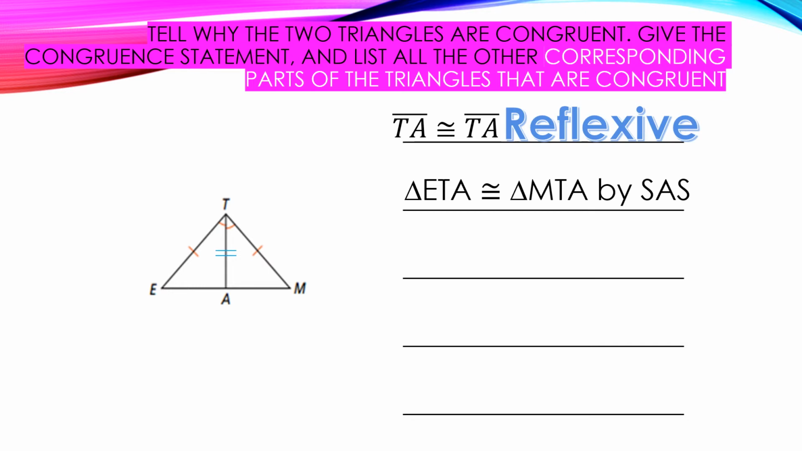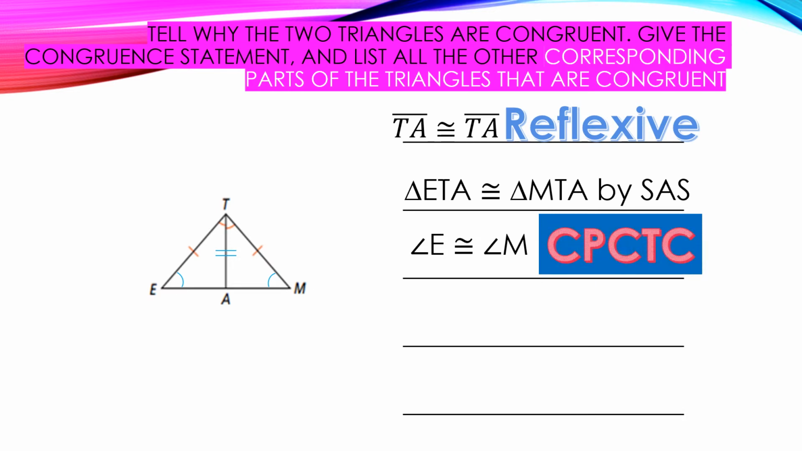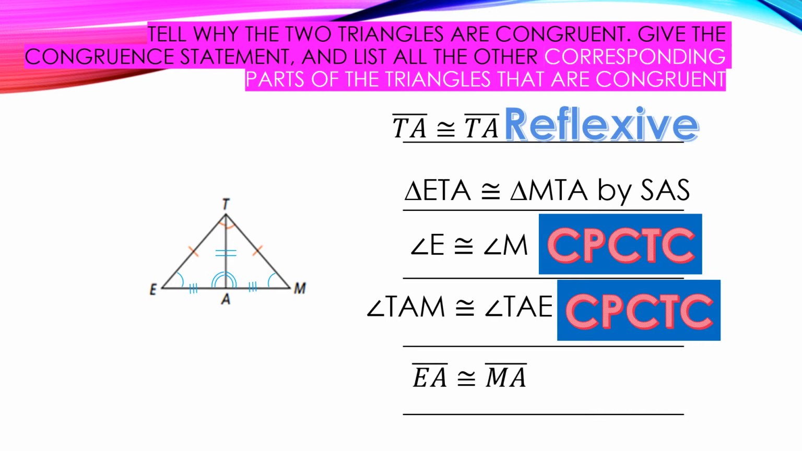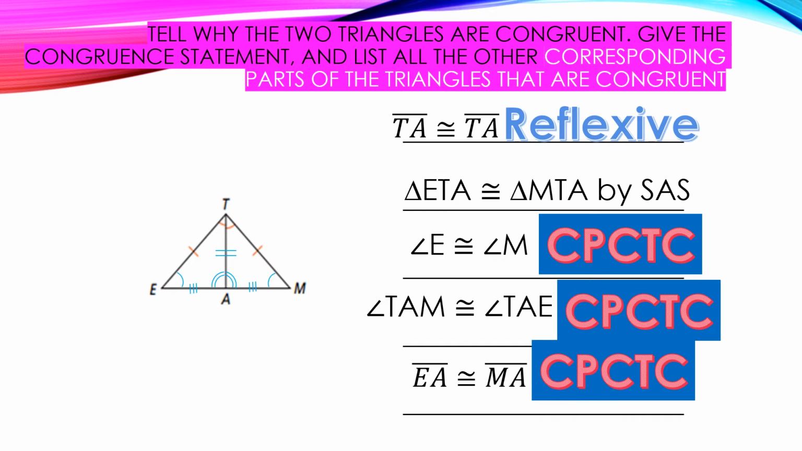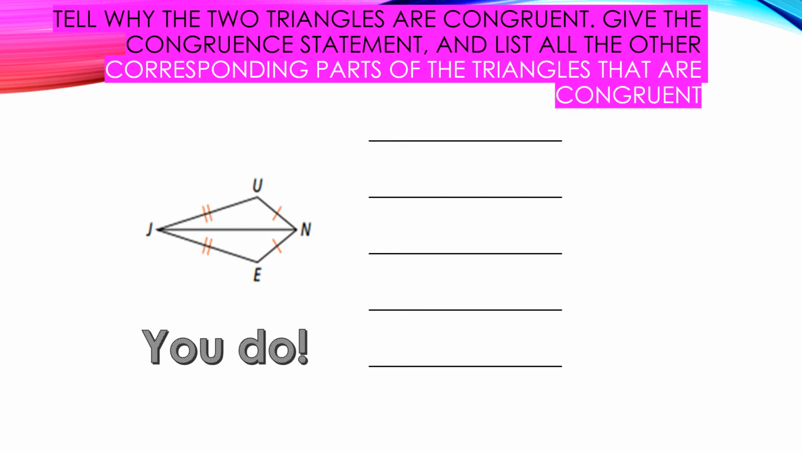Now, because we proved that those two triangles are congruent, we can go ahead and say all of the pieces that we did not mark are congruent. So we can say angle E is congruent to angle M by CPCTC. We can say that angle TAM is congruent to angle TAE by CPCTC. And we can also say line segment EA is congruent to line segment MA by CPCTC. So you go ahead and try the next one. Figure out which theorem you're going to use first. I knew that I was going to use side, angle, side here because of the givens on my diagram. The next one, you figure out what you want to use first.